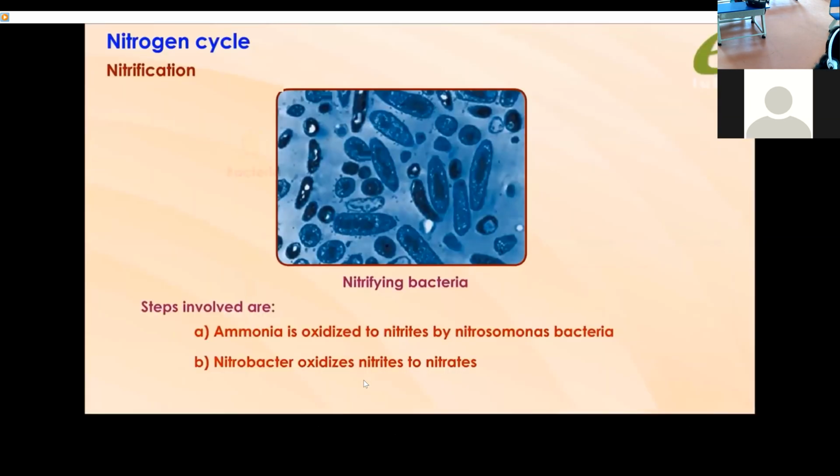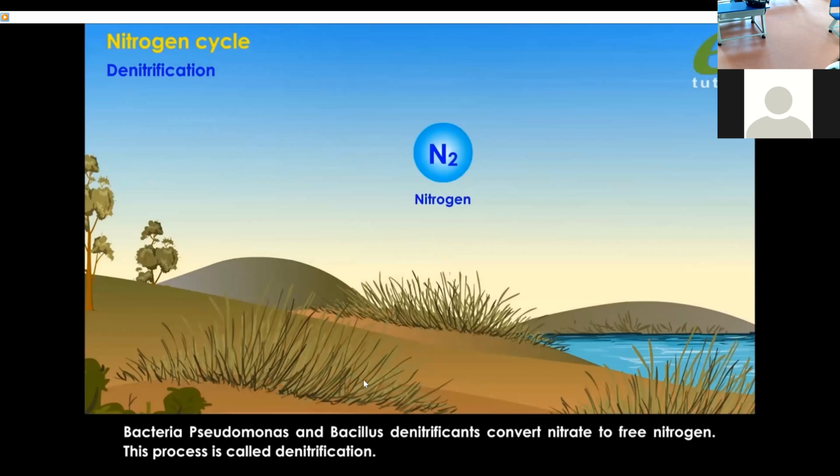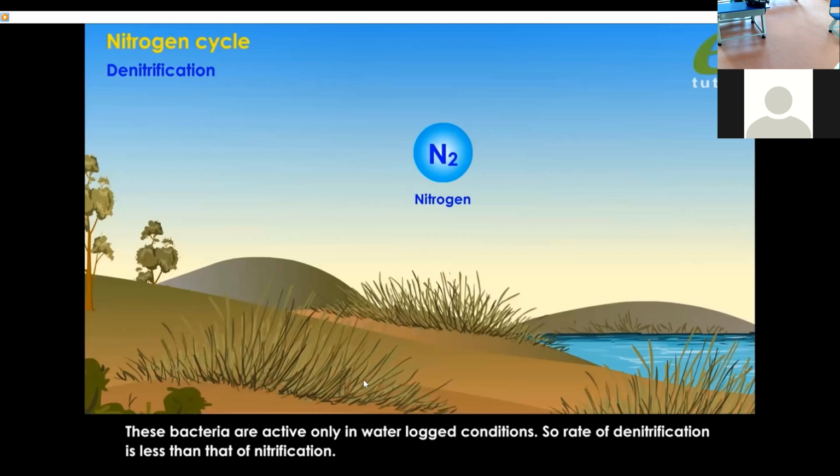Denitrification. Bacteria Pseudomonas and Bacillus denitrificans convert nitrate to free nitrogen. This process is called denitrification. These bacteria are active only in waterlogged conditions. So, rate of denitrification is less than that of nitrification.